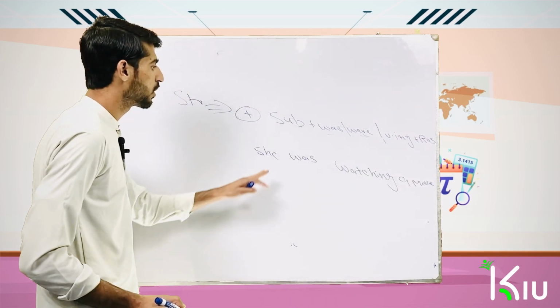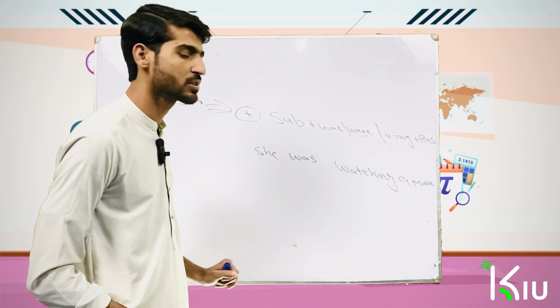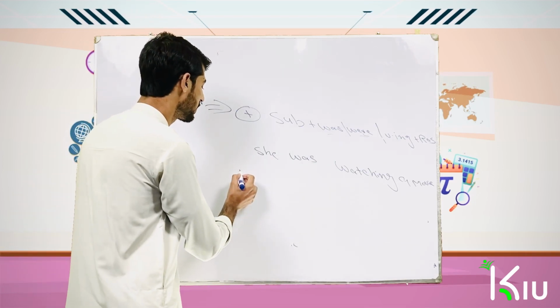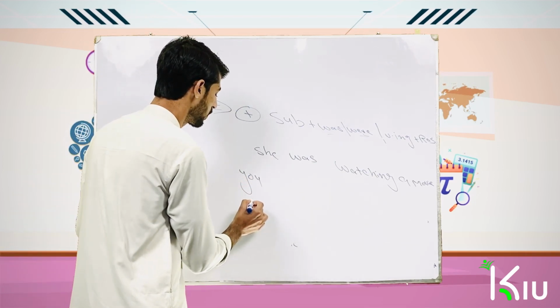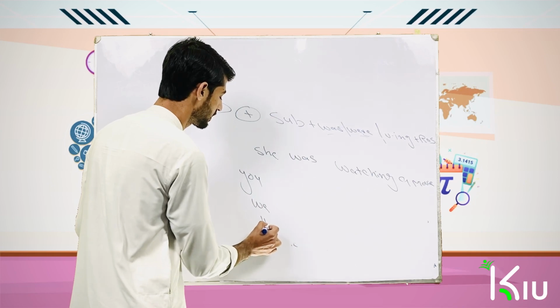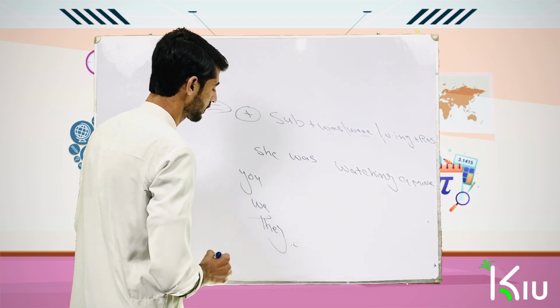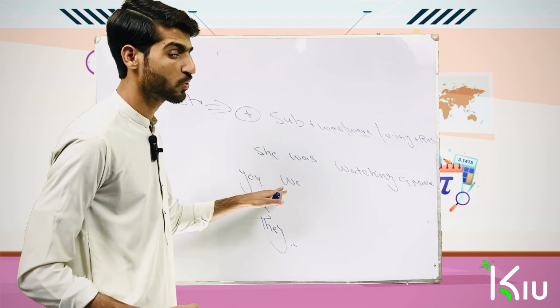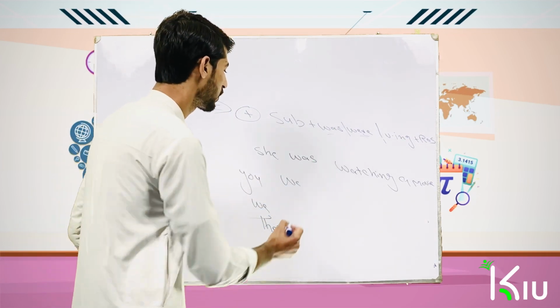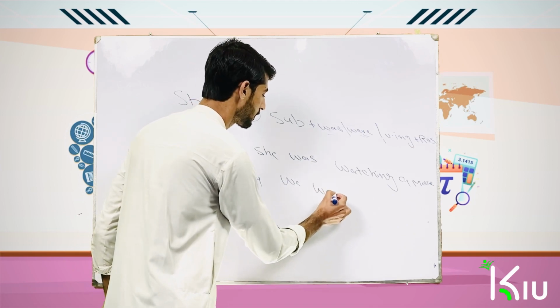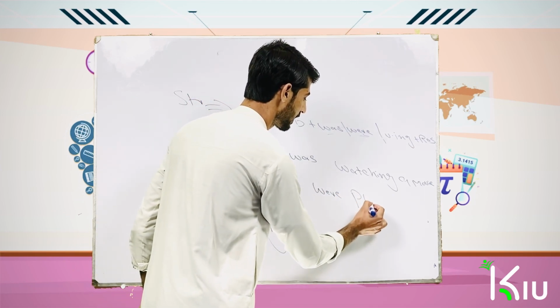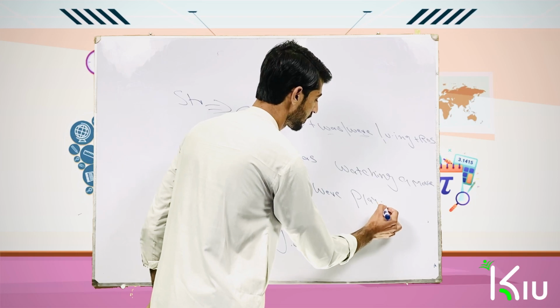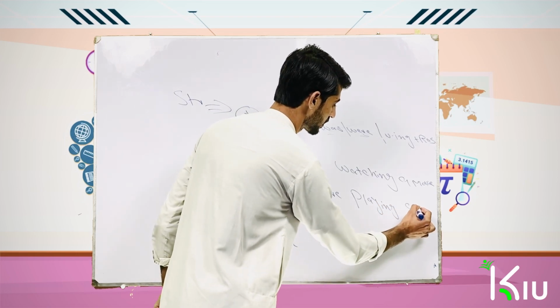Now, where will we use were? If the subject is plural: you, we, they. Let's see, we. Now the subject is plural, so definitely we will use were. We were playing cricket.